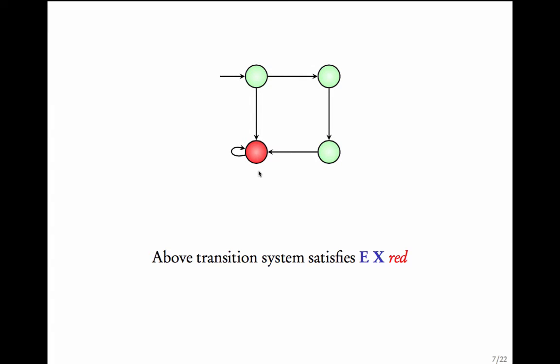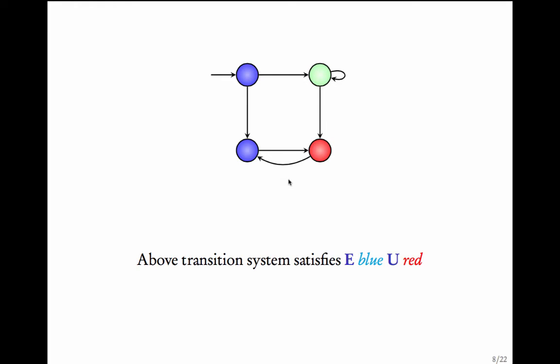Look at this transition system. This state is colored red. Look at the initial state of the transition system. If you look at the computation tree starting from this initial state, there exists a path. Look at this path which keeps looping such that the next state in that path satisfies red. If you imagine the computation tree of this transition system, this would be the root, and these two would be the children at the first level. So there exists a path which satisfies X red. Correct? So this transition system satisfies E X red.